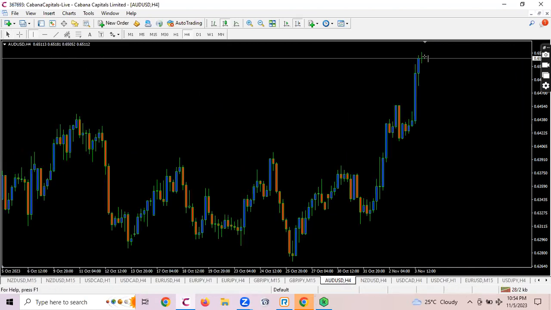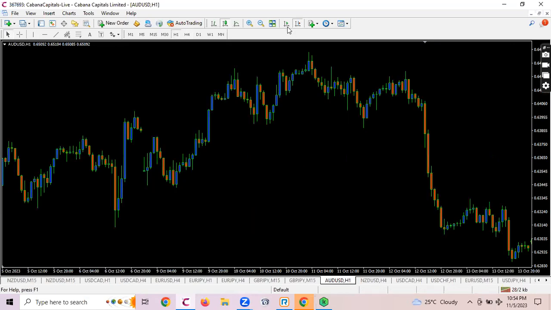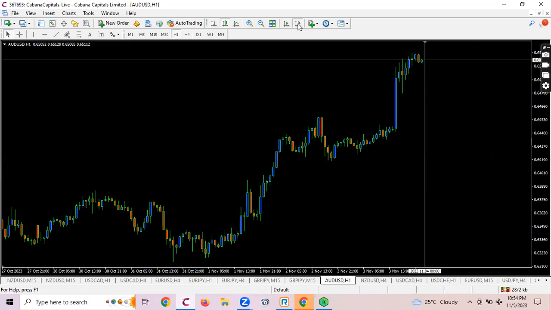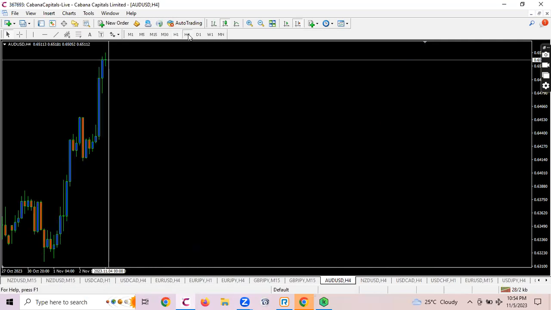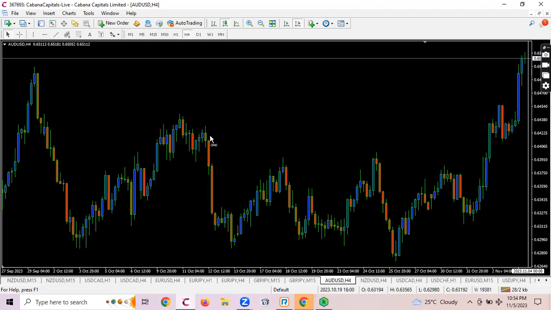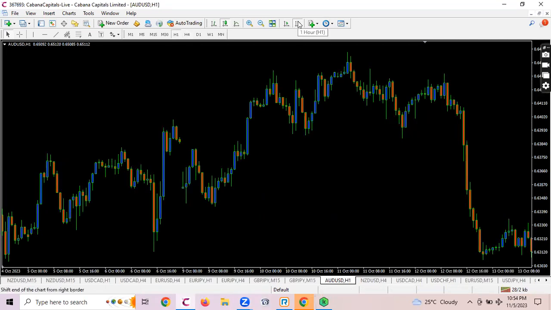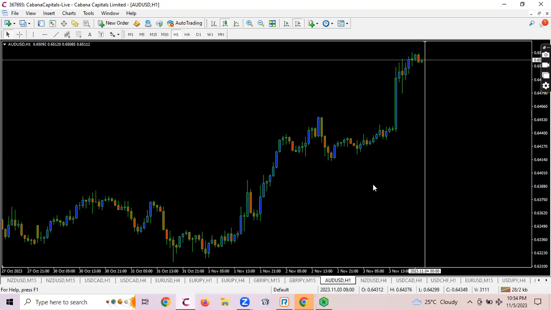So after the formation of the doji, what do we have on 1 hour? On 1 hour was a buy signal. So why do you say it's buy? We are on the 1 hour time frame. You can see the chart, right? This is 4 hour. We had a doji here. Then 1 hour. This is what we have on 1 hour.